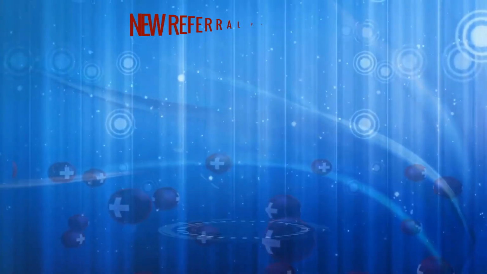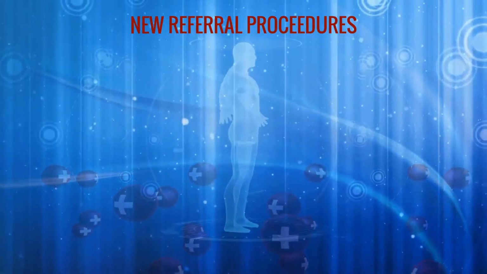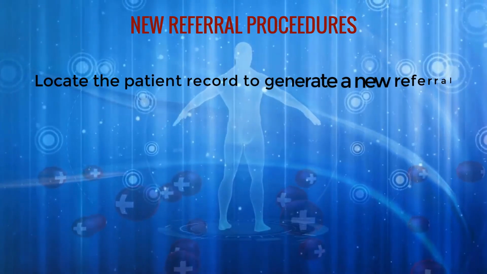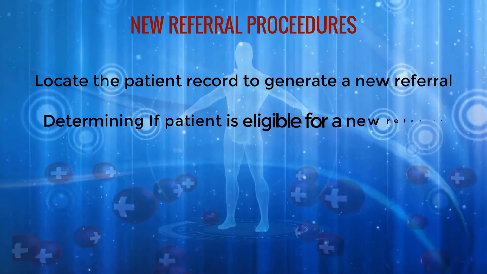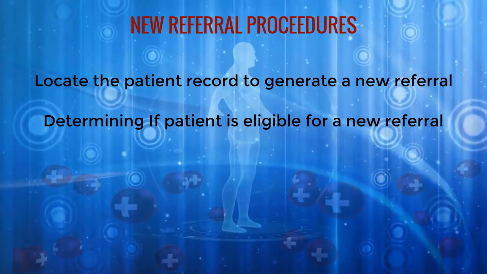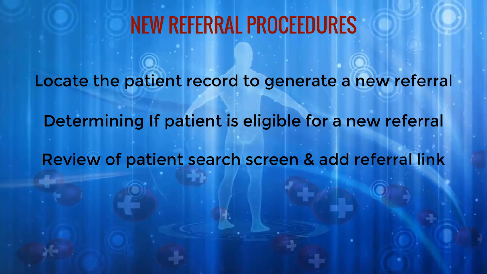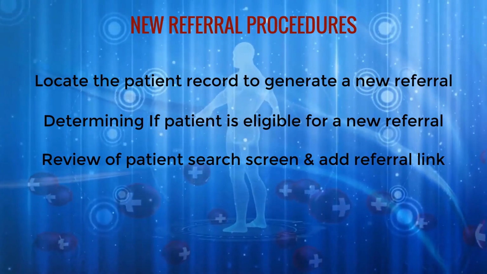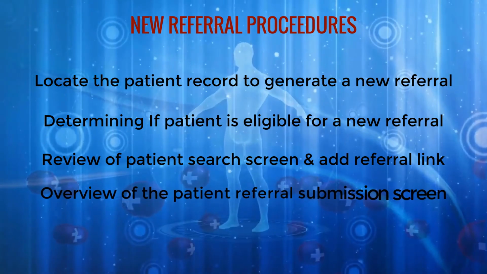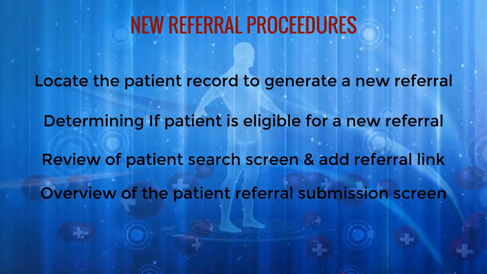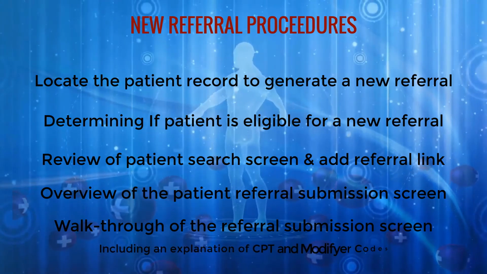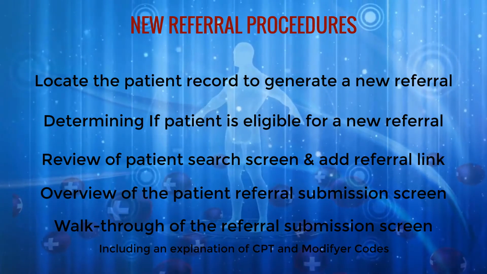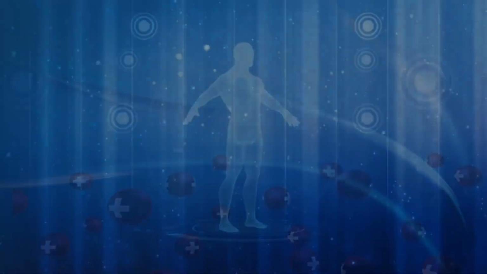Let's recap what we've learned during our Creating a Referral tutorial. How to locate the patient record to be used to generate the new referral, determining if a patient is eligible for a new referral, a review of the patient's search screen highlighting the Add a New Referral link, an overview of the patient referral submission screen, and finally a walkthrough of the referral screen fields, including a detailed explanation of the CPT codes and modifiers. This concludes our walkthrough for the Creating a Referral process.